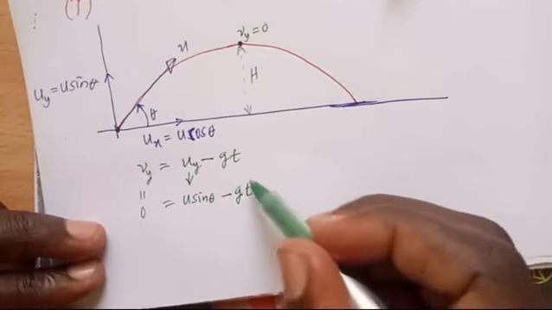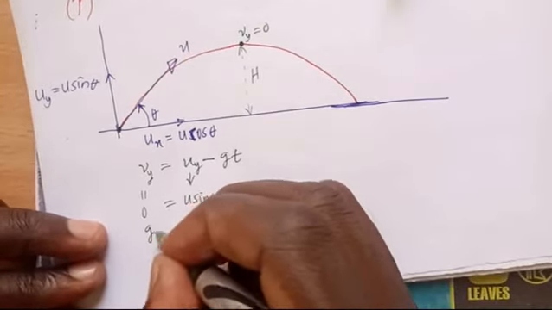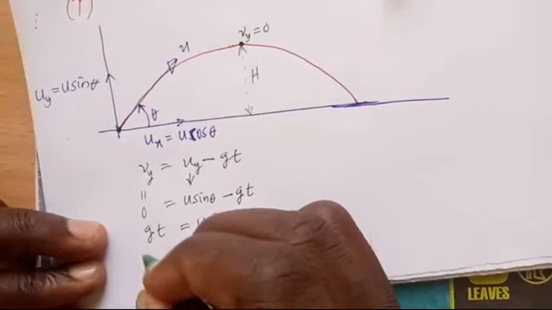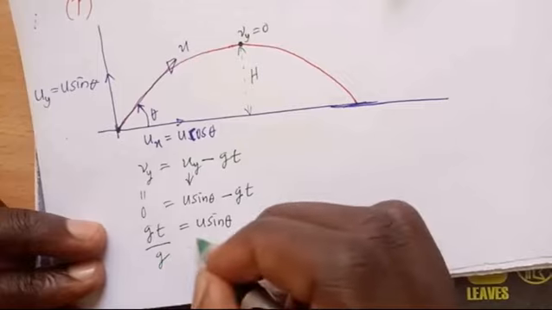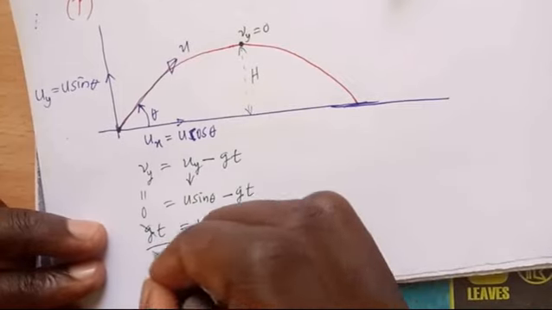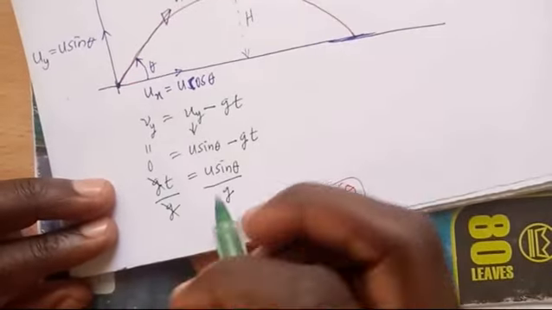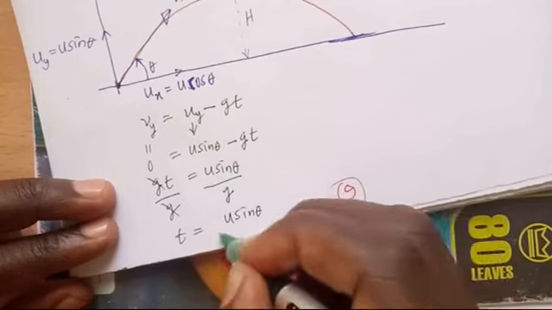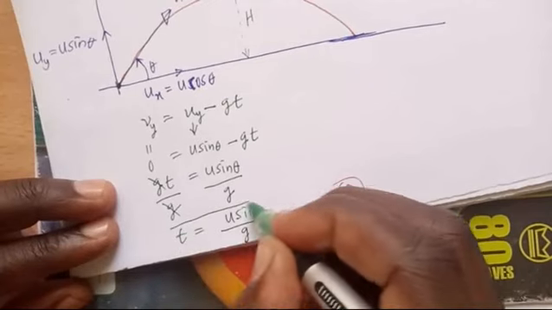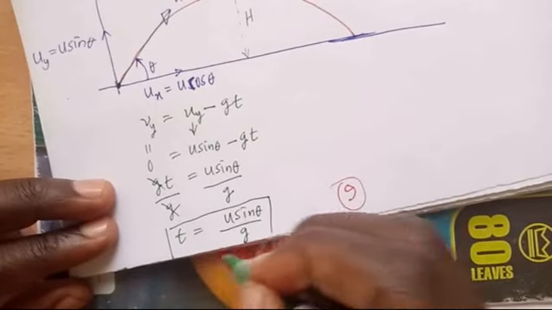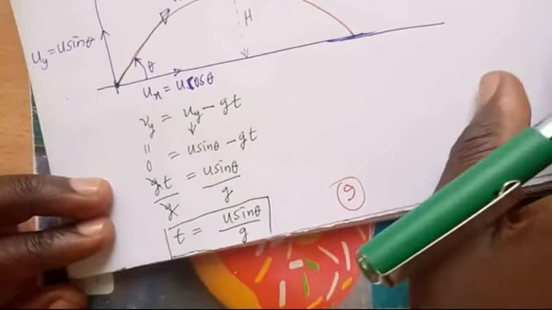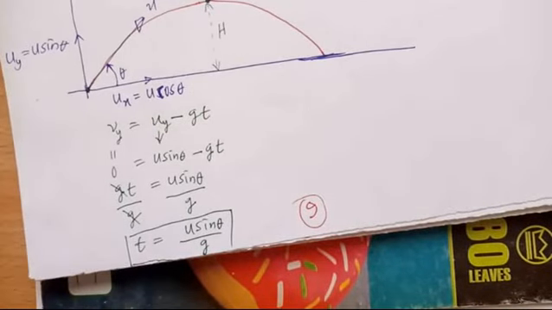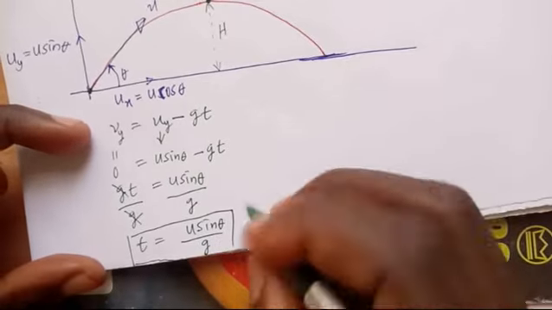From here we can take this to the other side. It is positive gt is equal to u sine theta. Then we divide both sides by g, g cancels g. So clearly we can see that our t is equal to u sine theta over g. This is the time taken by the projectile to reach its maximum height. Whenever you are asked to calculate the time taken to reach maximum height, this is the formula you need.